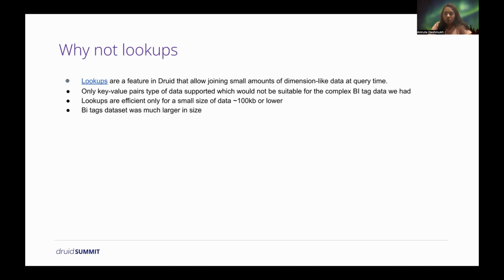Now, because lookups only support simple key value pairs, they weren't the best for our use case. As you saw, the BI tag structure was a little complex, as I showed earlier. So we weren't able to store the somewhat complex data structure that we have for BI tags. The value portion of our BI tag would be pretty complex because it would include the entire JSON for the BI tags along with the unique identifier and the tag type, etc.